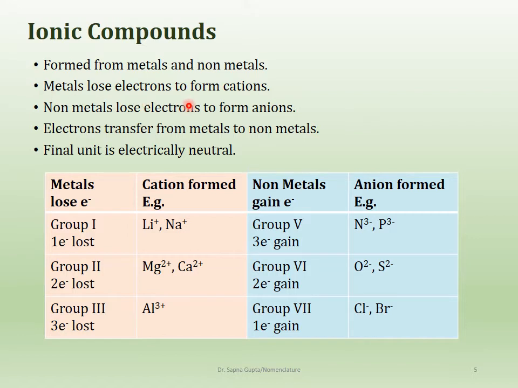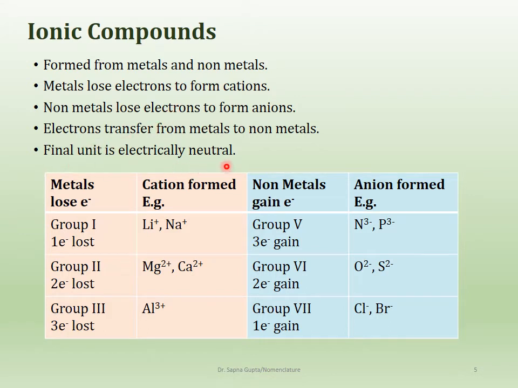Okay, metals lose electrons. Whether these are transition metals or main group elements, it doesn't matter. Metals will lose electrons and form cations. Cations are positively charged. Non-metals will gain electrons to become anions, and anions are negatively charged. Electrons will transfer from metals to non-metals. If metals are losing electrons, something has to gain electrons. So metals will lose electrons and non-metals will gain the electrons.